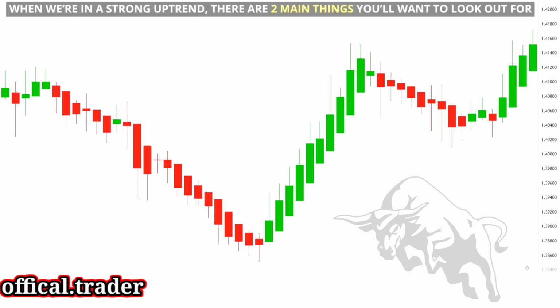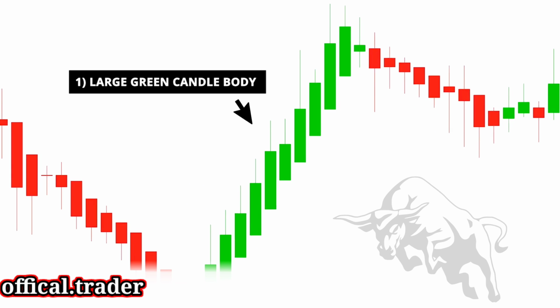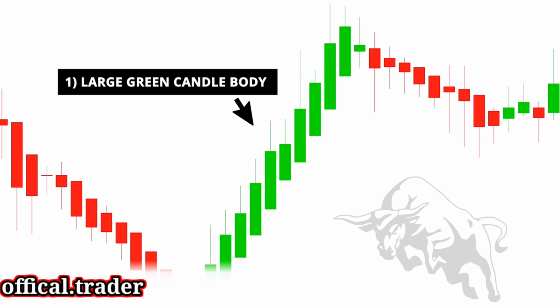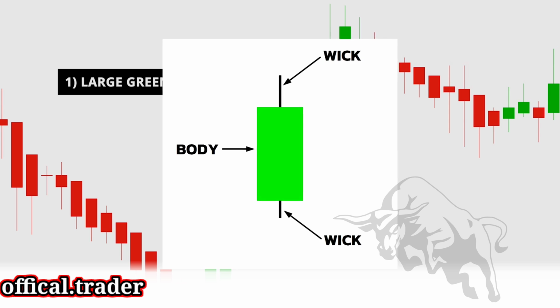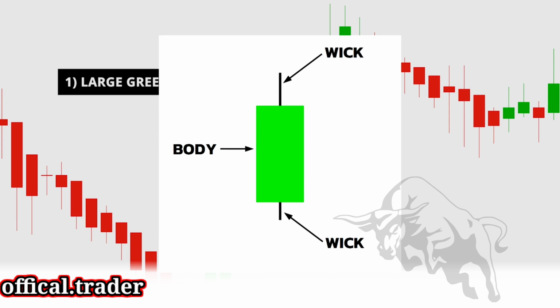When we're in a strong uptrend, there are two main things you'll want to look out for on the Heikin Ashi candles. The first is a large green body. Now for those who are new to using candlestick charts, the body is simply the thicker part of the candle, whereas the wicks are the very thin parts on the top and bottom.